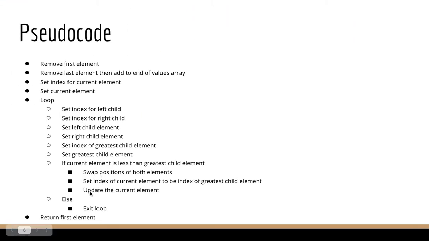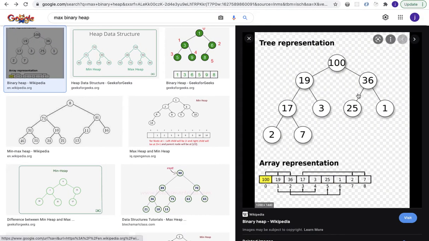Okay, so where we're at: we set the index of the current element to be the index of the greatest child element, and we also updated the current element. Now this is an if-else block condition. If the current element is less than the greatest child, then we have to continue the whole process of swapping. If this condition is not met, if it's falsy, then we reach the else block, meaning the current element will not be less than the child.